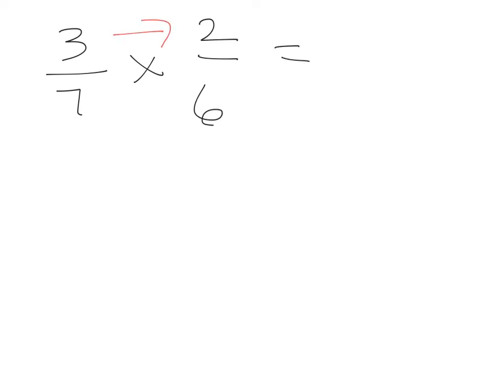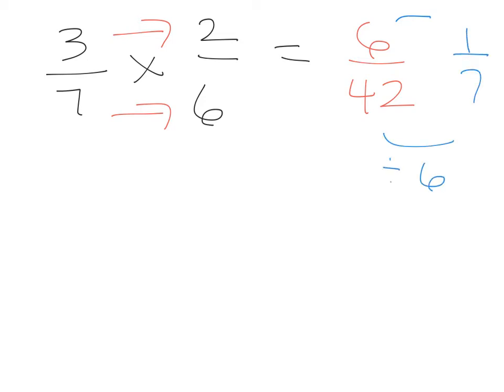Let's do another couple of examples. Let's do 3 over 7 times 2 over 6. So again, multiply across the top. 3 times 2 is 6. Multiply across the bottom. 7 times 6 is 42. And again, to reduce this, we can divide each of these by 6. So 6 divided by 6 is 1, and 42 divided by 6 is 7. So reduced, it would be 1 over 7.